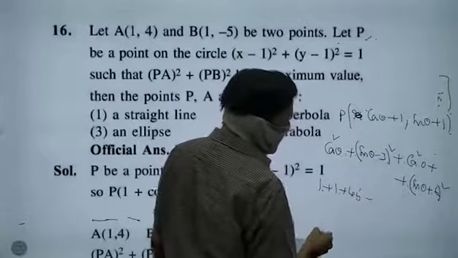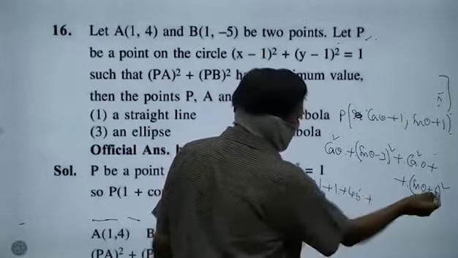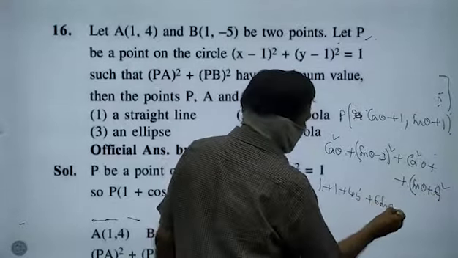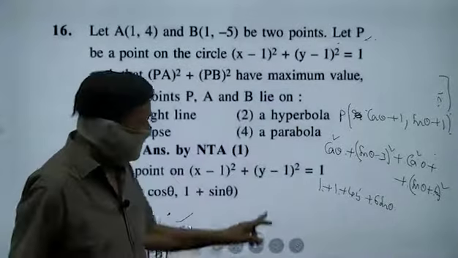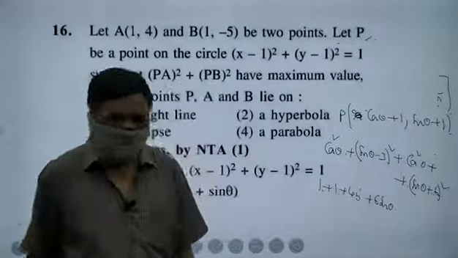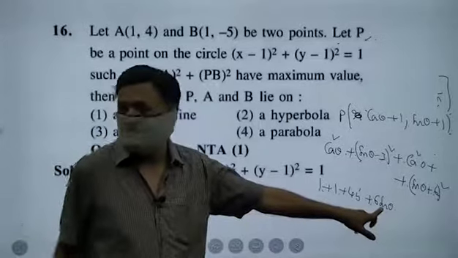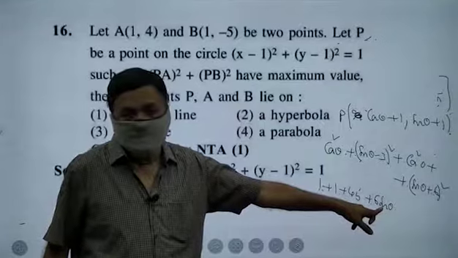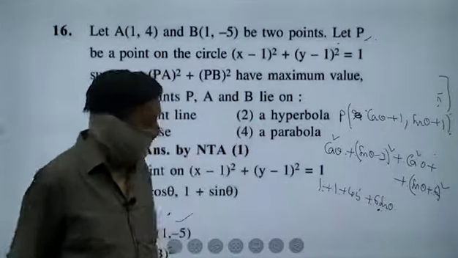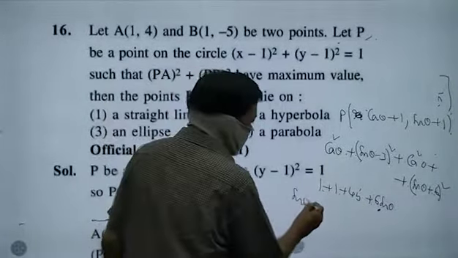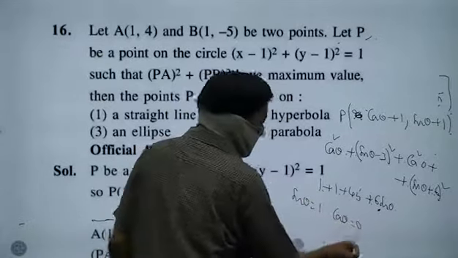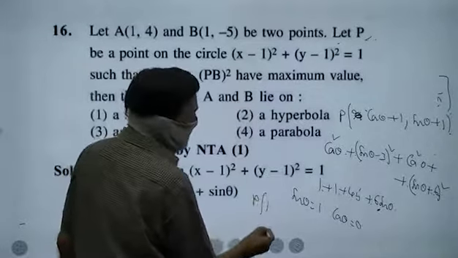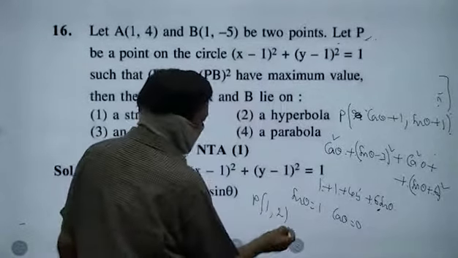Minus the plus, of course, is 12 sin theta, that is 6 sin theta. This is maximum when sin theta is 1. So PA square plus PB square is maximum when sin theta is 1. When sin theta is equal to 1, cos theta must be 0. Therefore, the point P coordinates are (1, 2).